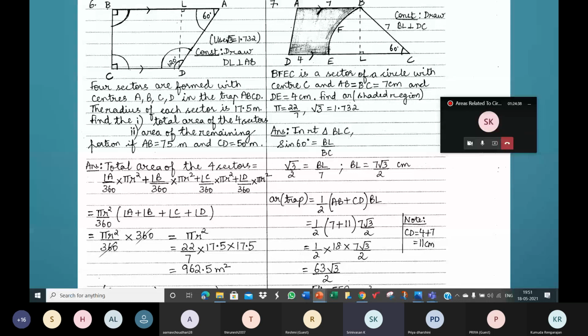I'm completed writing question. Yeah. Have we found the area of the 4 sectors? Please complete till here, whatever is visible on the screen. Find the total area of 4 sectors.